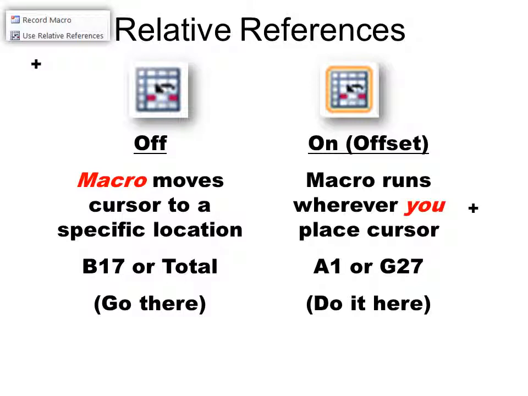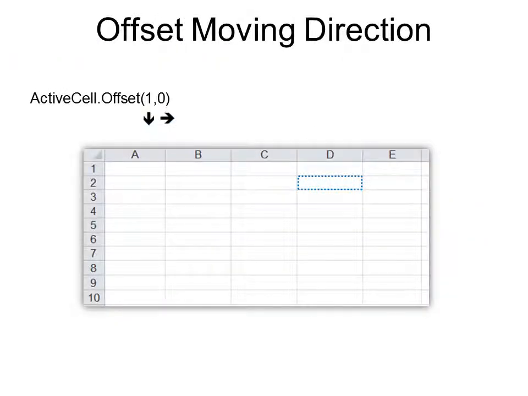So here's a way to remember this, because it is difficult to remember which is which. The gold one is bold. Just like the bold does it wherever you happen to be, the one that's gold is the one that is offset. So what does that mean? Well, in this case, if I say ActiveCell.Offset(1, 0), 1 means row, and it's going to go down 1 row and over 0 columns. In other words, it's going to move my cursor just below wherever my active cell is.